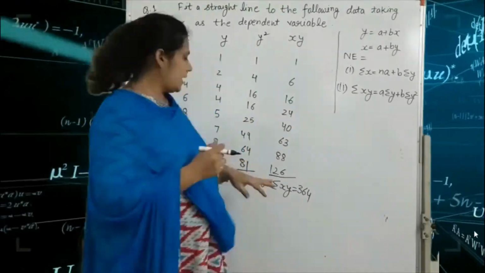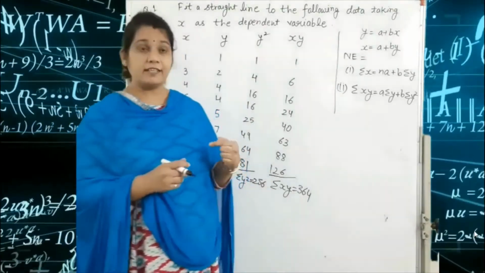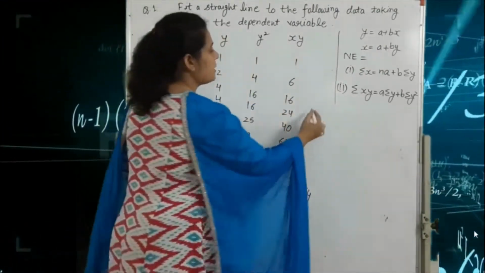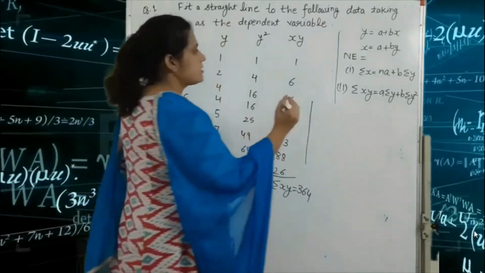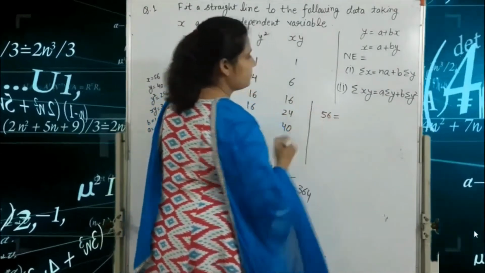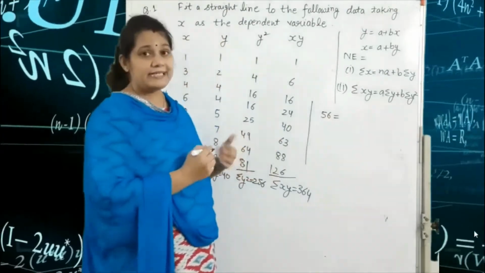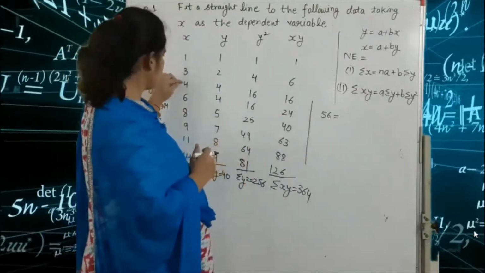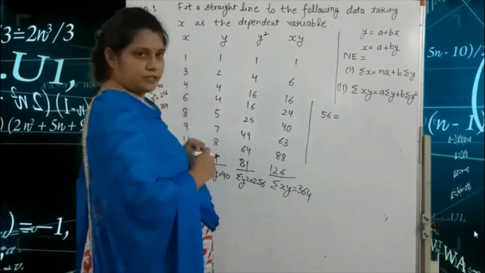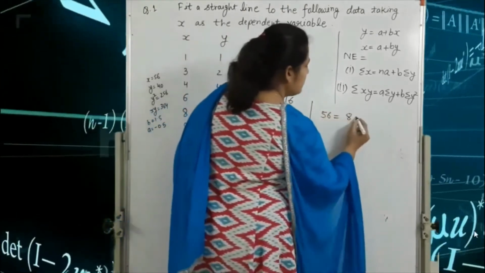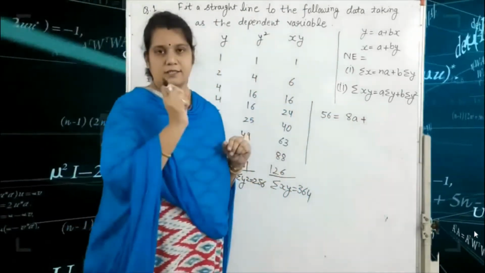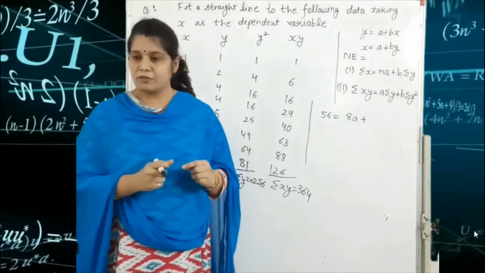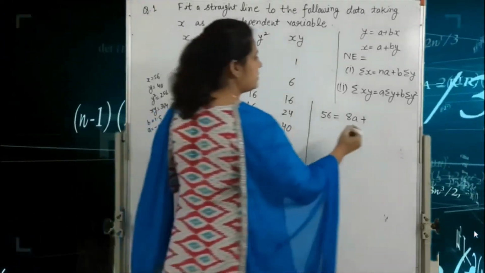After that we put all these values in the normal equation. First we put the value of summation x. Summation x is equal to 56, which equals n times a, where a is the constant and n is the number of terms. The number of terms is 1, 2, 3, 4, 5, 6, 7, 8, so we write here 8a plus. The next value is b summation y, and summation y is equal to 40, so we write here 40b.